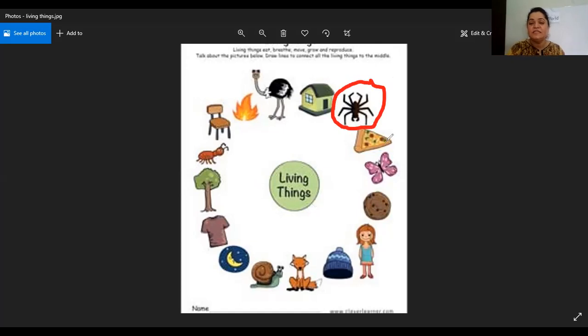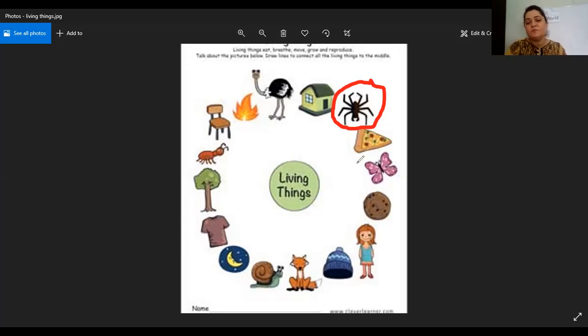Okay, now look at this piece of pizza. Who made the pizza? Yes, your mommy made the pizza. That's nice. So we can eat the pizza. Have you ever seen pizza walking? No, we haven't seen pizza walking. That's great. Now, is the pizza a living or non-living thing? Yes, that is a non-living thing.